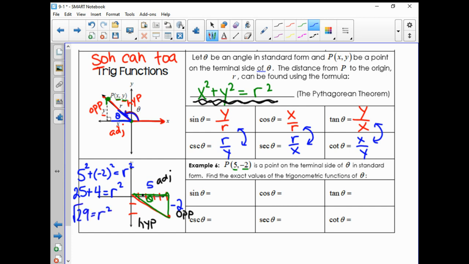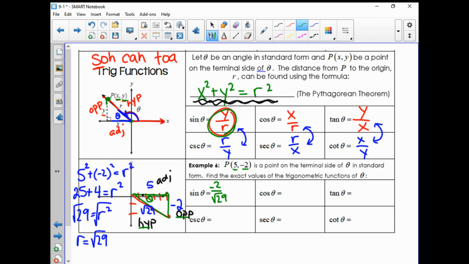And then we can just take the square root of both sides to find r. So r is going to be equal to the square root of 29. All right, so when we go through to plug all this stuff in, you can look up here and just say y and r, or you could look at your picture. I kind of look at my picture. So the sine is going to be your opposite over your hypotenuse. So here's my opposite over my hypotenuse. I've got negative 2 over the square root of 29.